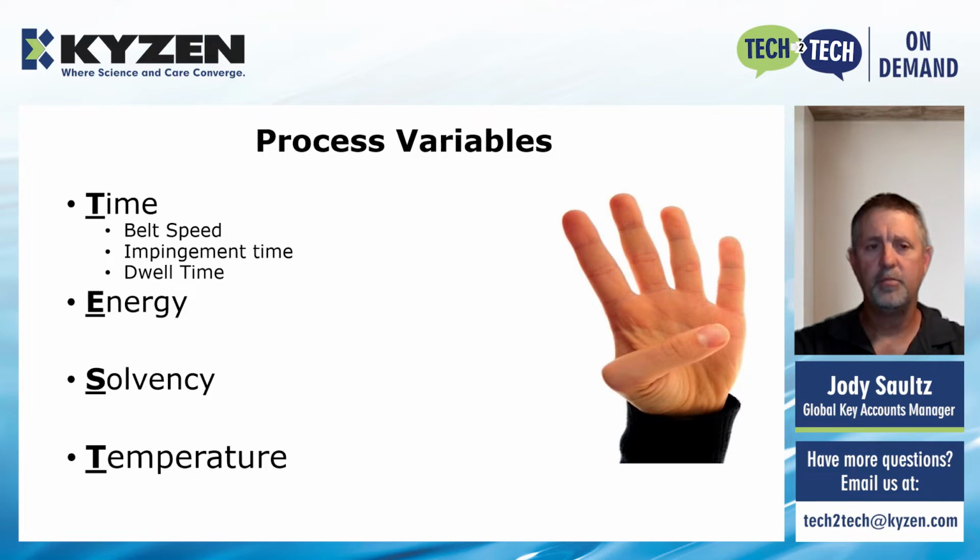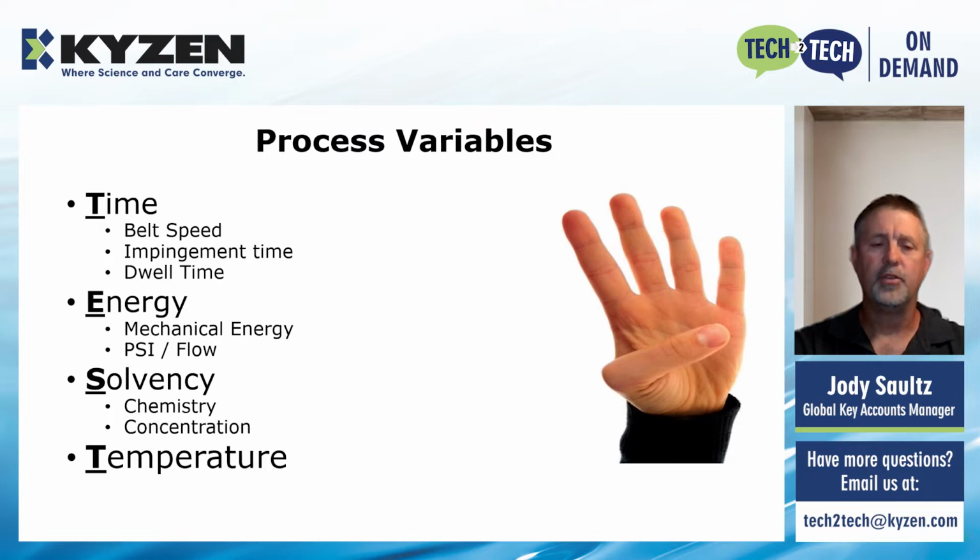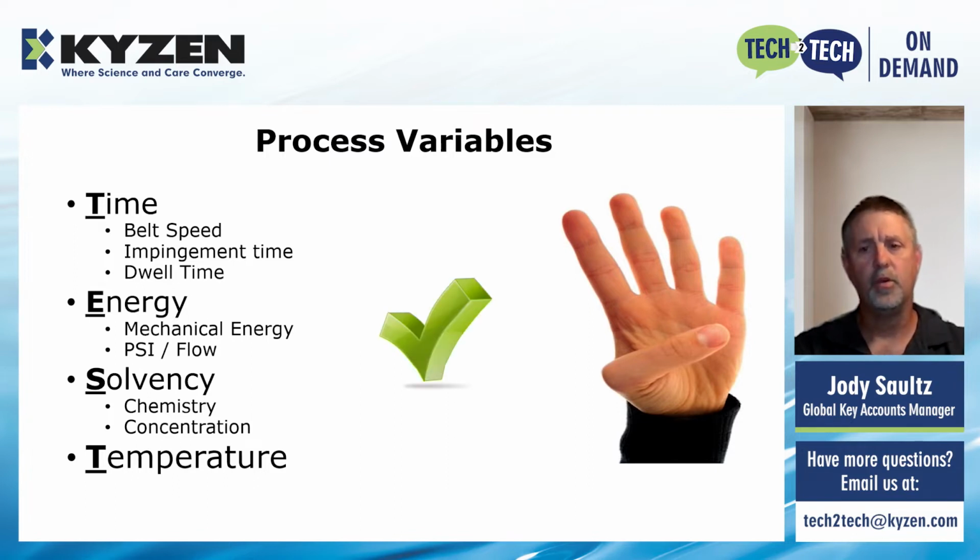Time being one of those, belt speed, impingement time, and dwell time, and then of course energy, mechanical energy at the board level. What is that machine producing as far as flow rates and psi? And then also solvency. What chemistry, what concentration are you going to run at? Are you going to run high concentration, low concentration, and then of course temperature is also a big factor in these four process variables.